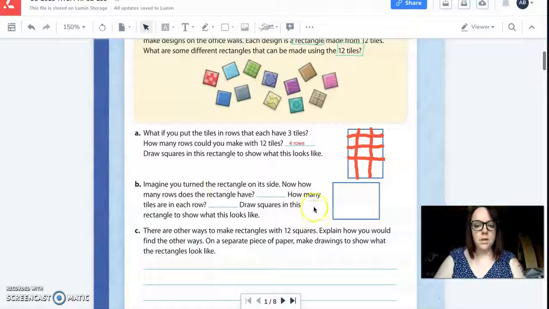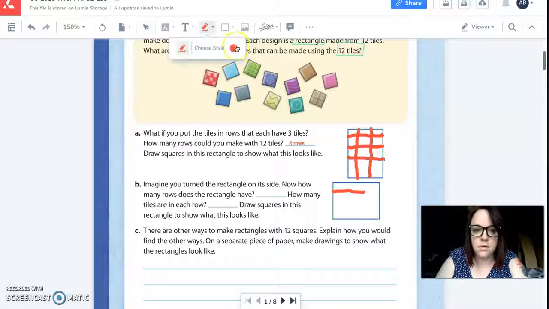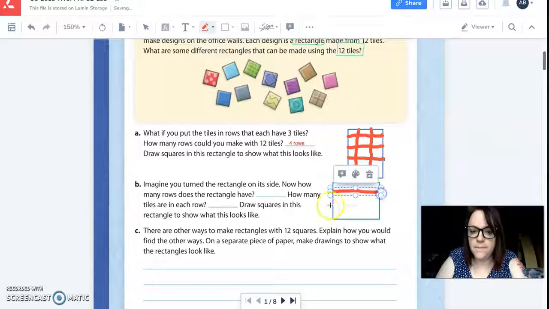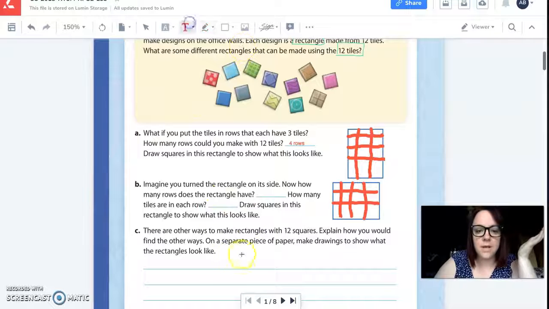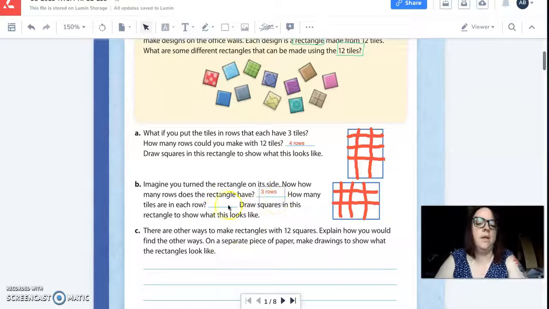All right, let's go back to our paper. Okay. So now we just need to draw that, which I already drew, but I'll still show you on here just so you can see. So now we know we have 1, 2, 3 rows and 1, 2, 3, 4 columns. Okay. Now it says, imagine you turn the rectangle on its side, which we already did. How many rows does it have? Now we have 3 rows. How many tiles are in each row? That is 4 tiles in each row. And you can't really see that, but that's okay.